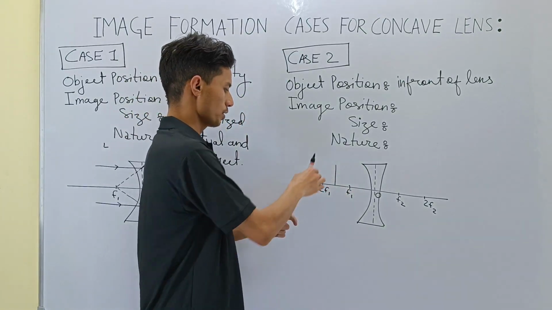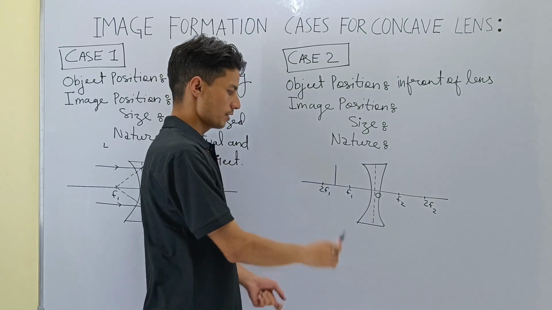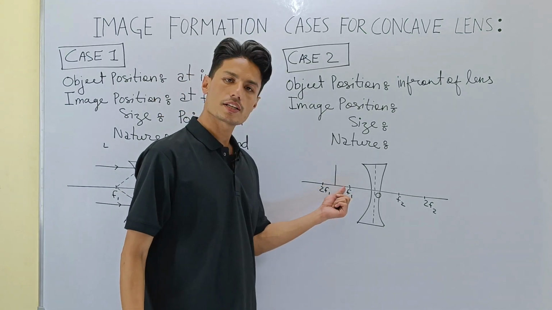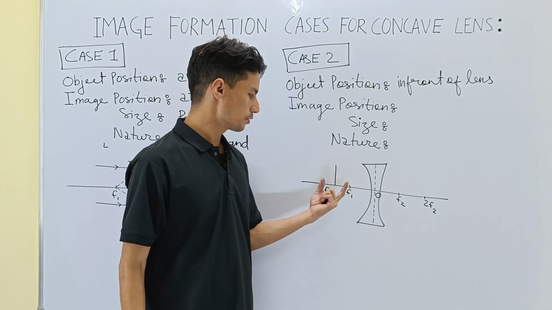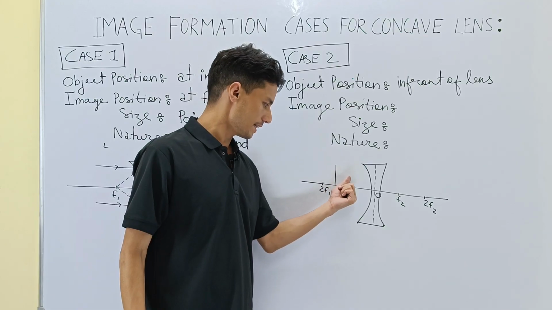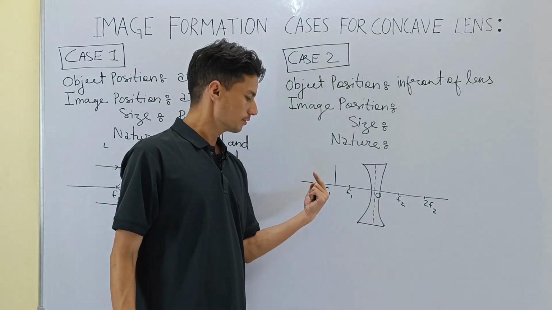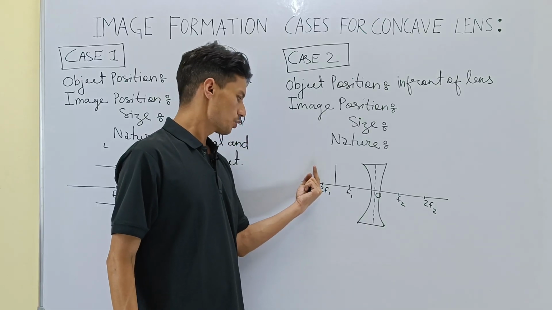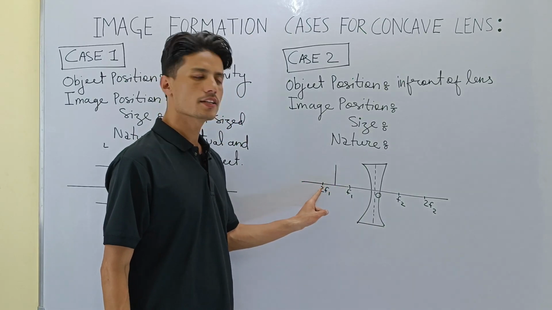You can draw it here at 2f1, still correct. You can draw beyond 2f1, still correct. But do not draw at f1. If at all you have to remember something, do not draw the object at f1 or between O and f1. Draw behind f1, draw it at 2f1, draw beyond 2f1. They're all correct. So I'm keeping it between f1 and 2f1.